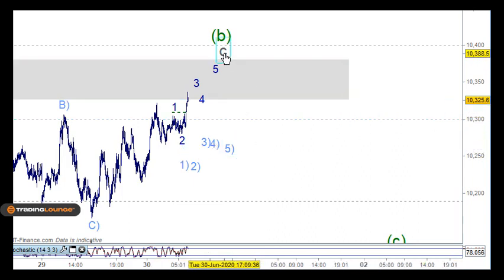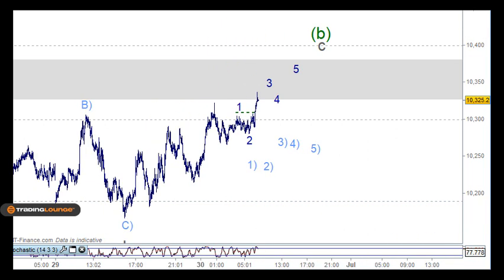I mean, we should be looking for 5 waves for wave C here of B, but anything past that, and then we'll be more bullish. So I can see that this is 5 waves because I can see the beginning, the middle, and the end here. I see that's 5 waves. I can see this is 5 waves.